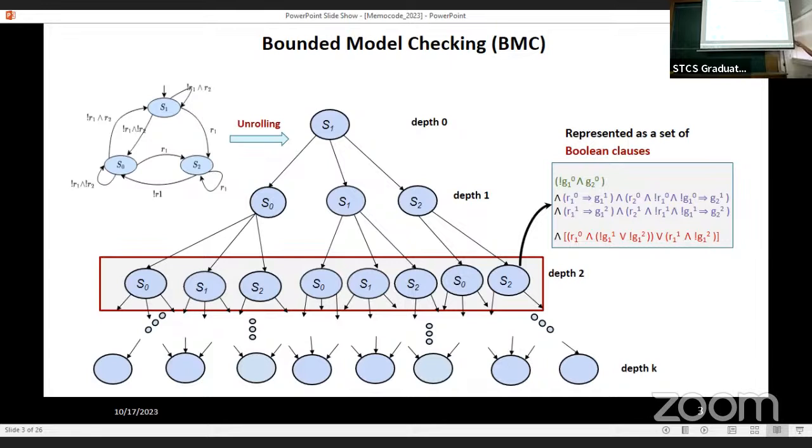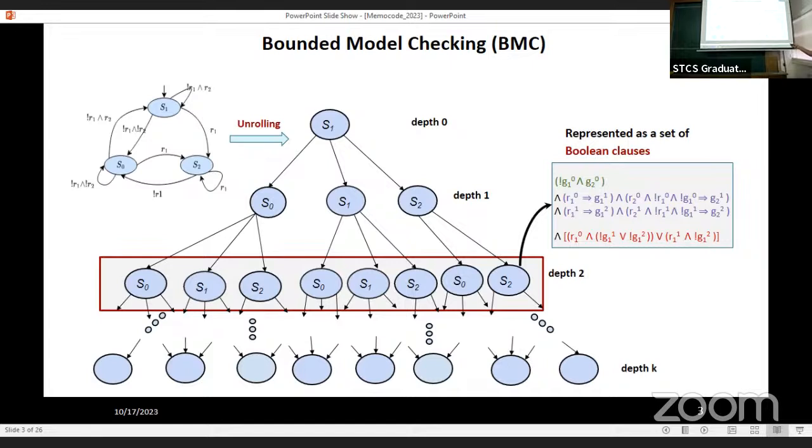The initial configuration was given as G1 is low and G2 is high. That was specified by the designer. So this is a clause, I mean, this is a formula, let me put it that way, that essentially characterizes this state of the system.